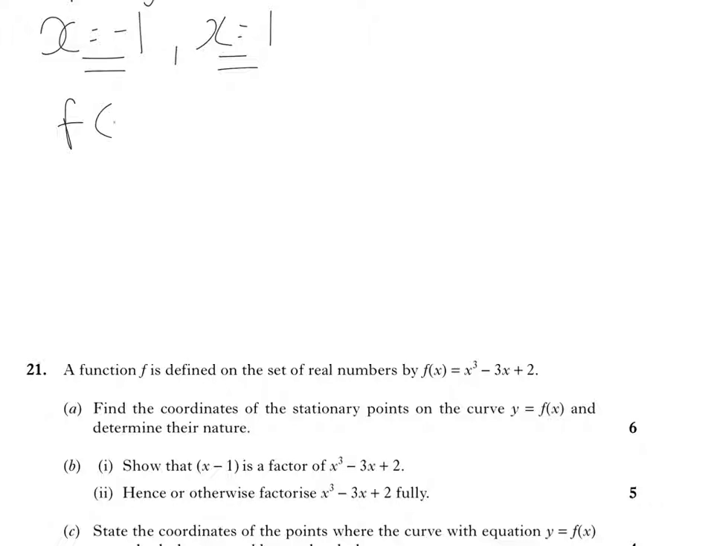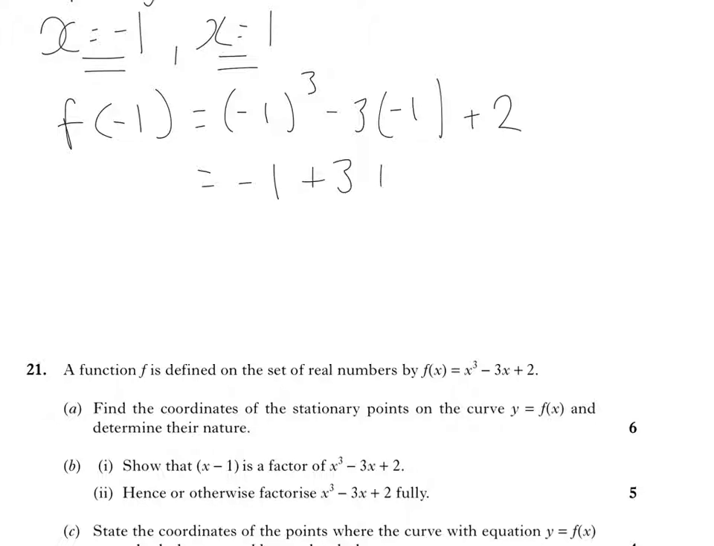So f of minus 1, so that's minus 1 cubed minus 3 lots of minus 1 plus 2. Minus 1 cubed is minus 1. Minus 3 times minus 1 is plus 3, plus 2. And that gives me a y coordinate of 4. So stationary point 1 then is minus 1, 4.